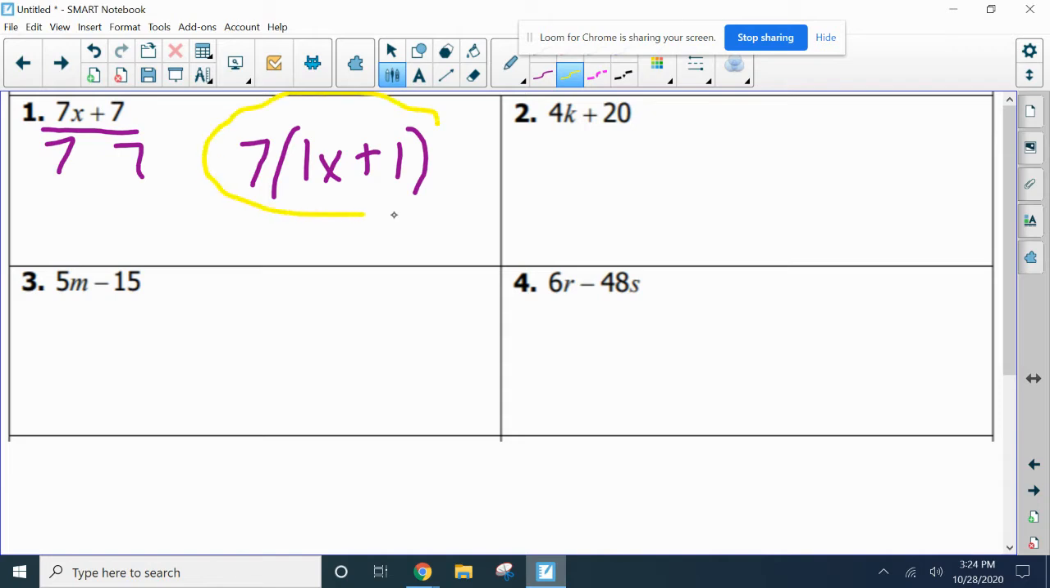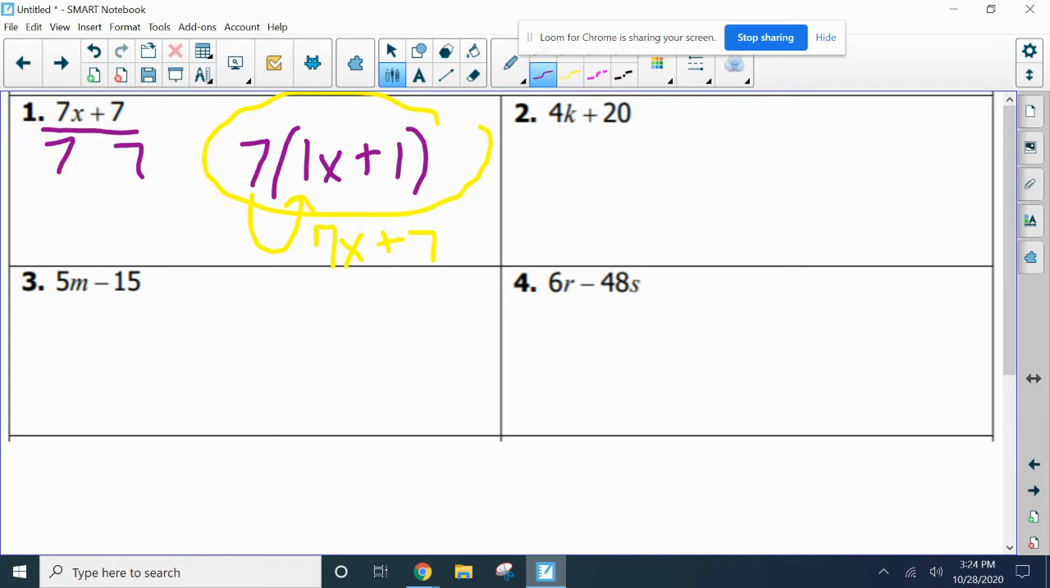Let's go back and check it. 7 times 1 is going to give me 7. Keep our x. And then again, 7 times 1 is 7. So when I multiply it back out, I get 7x plus 7, which is what I started with, so I know that I've done it right.